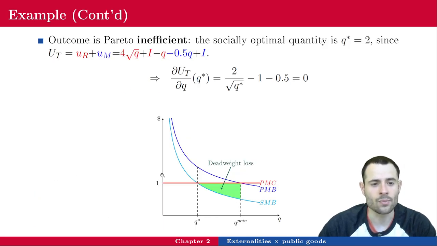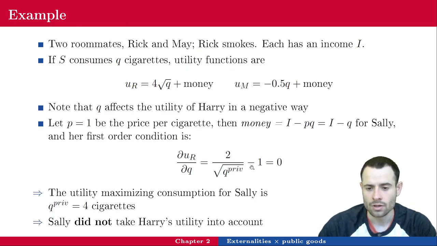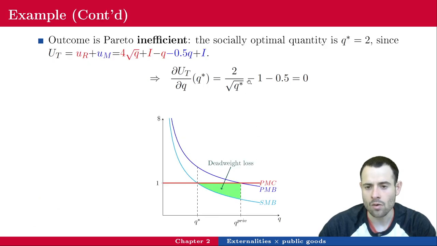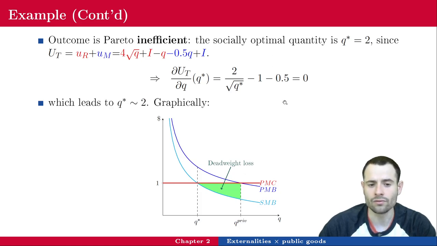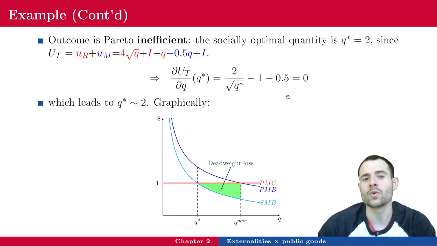So now, let's look at what's happening if both utilities are maximized together. Now that they're maximized together, you can see that 4 square root of Q plus I minus Q shows up, like the previous slide. But now you have to add the utility of May. And May's utility contains minus 0.5 Q. If you take the derivative, you get the same first order condition as before, but the minus 1 will not be alone. Now, there's going to be a minus 0.5 due to the disutility that May experiences. Now, if you solve, you get that Q is roughly equal to 2. It's a round off. I believe it's something like 1.77777.